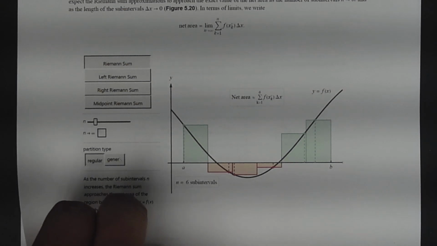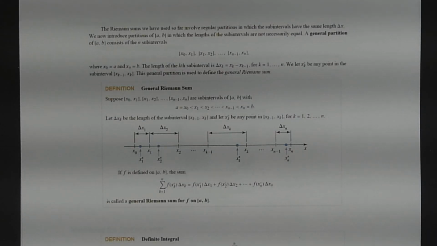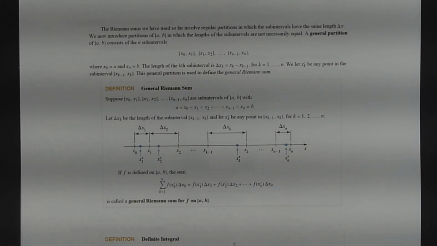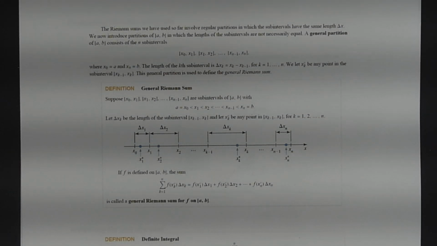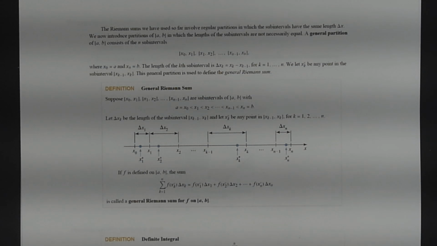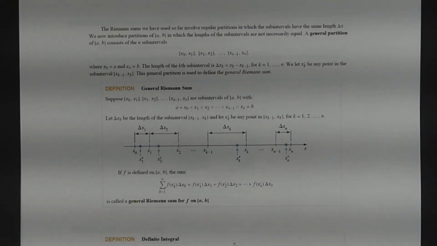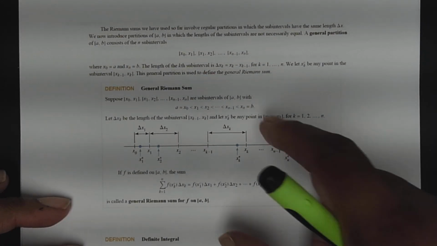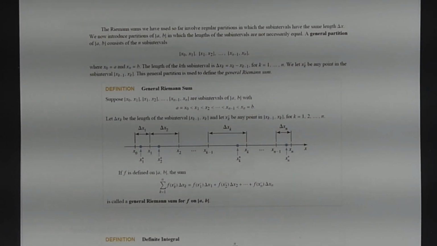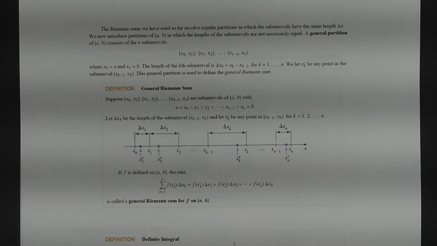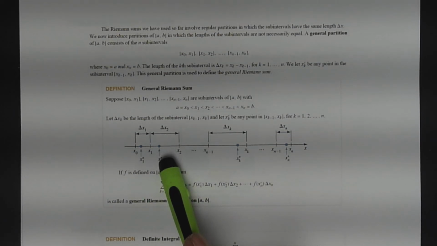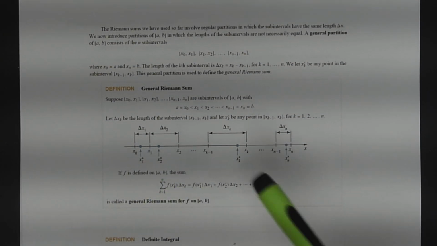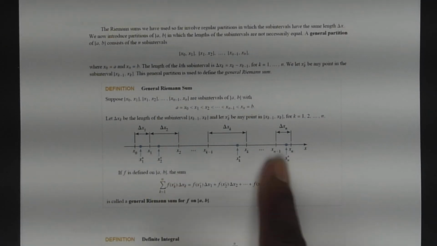Okay. And this continues on to what they call a general partition of a, b, and that consists of n subintervals. Now, what we've been doing with Riemann sums involves regular partitions, in which the subintervals had the same length, called delta x. In this case, our lengths are not necessarily going to be the same, as illustrated here in this picture.